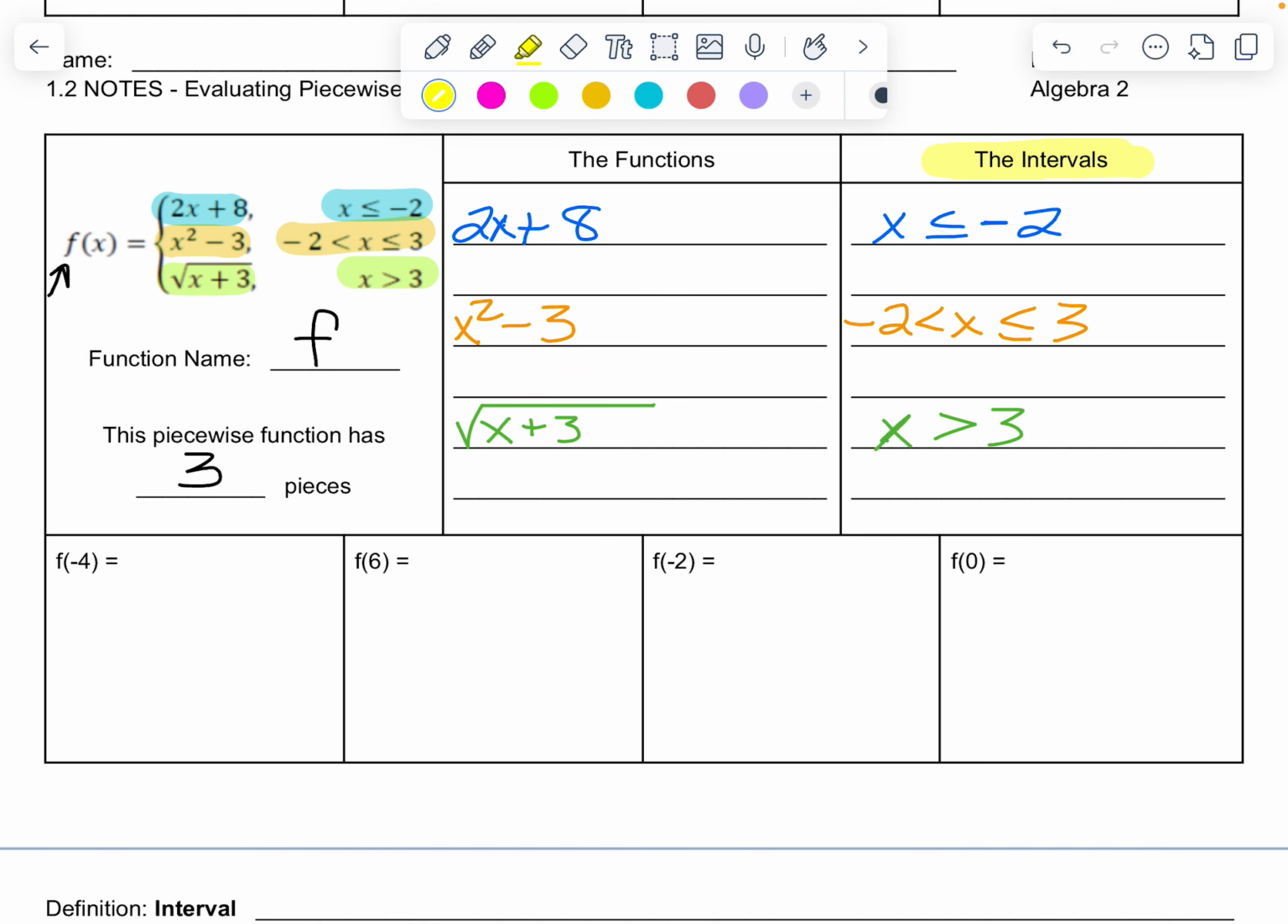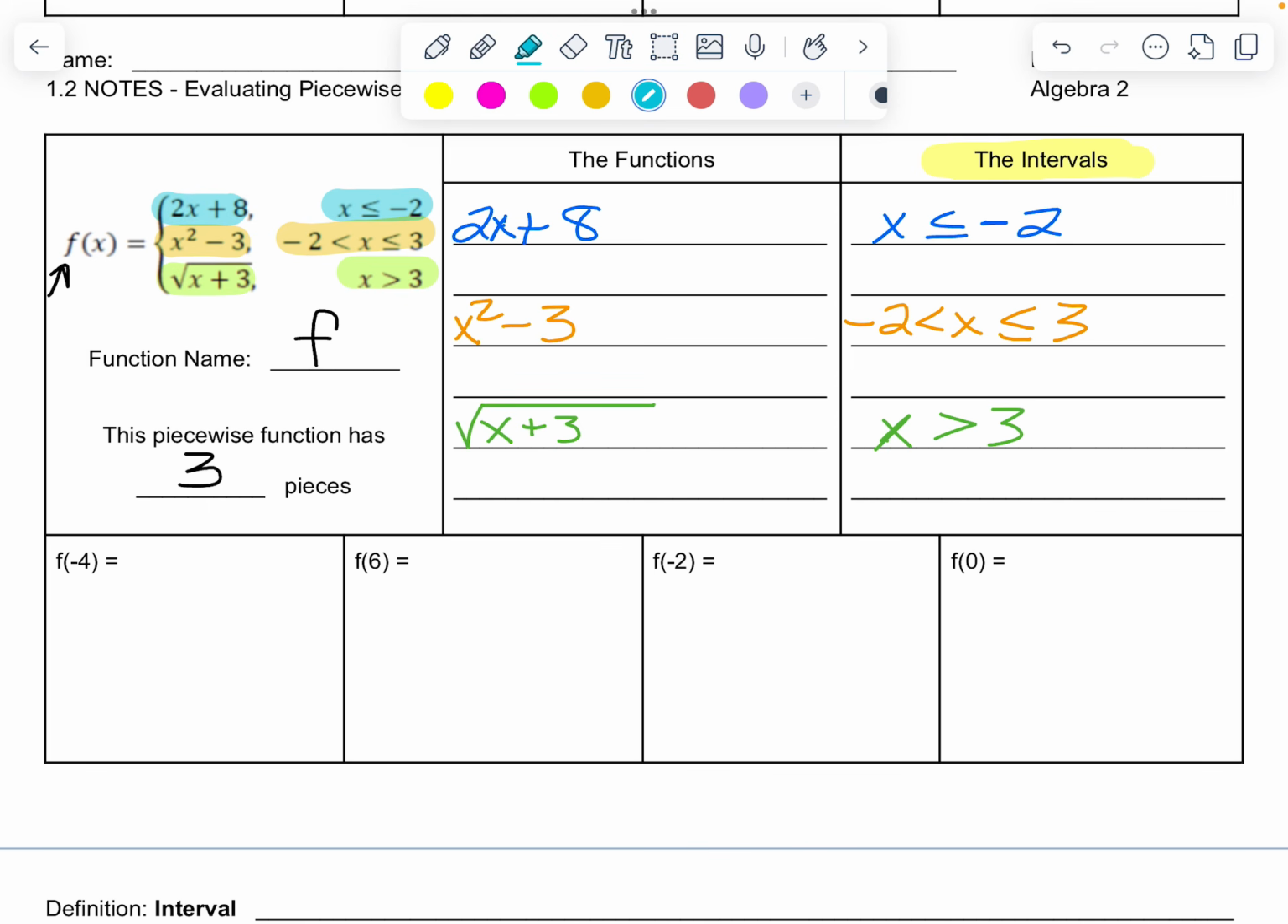Because in this scenario, I'm only given x values. The x values are appearing inside the parentheses in that function notation. So I've got to really make sure that I start off by thinking about those x values. So the first problem has an x value of -4. Which of the intervals are in play here?